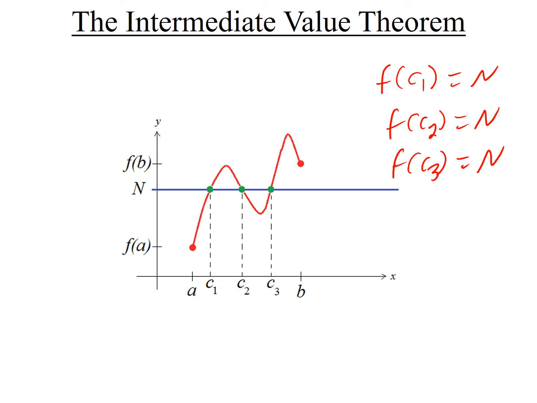So it totally depends on the function. I don't know. All I know is that if you have a continuous function, it's going to cross the line at least once. In other words, there's going to be at least one input that if you plug it into the function, you get this n as an output. In this case, I know we have 3, but at least one.